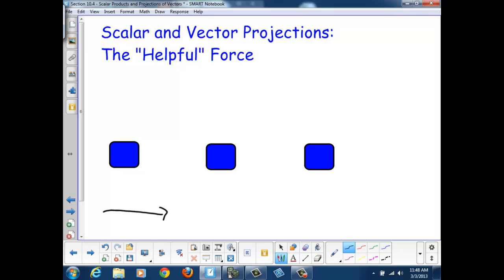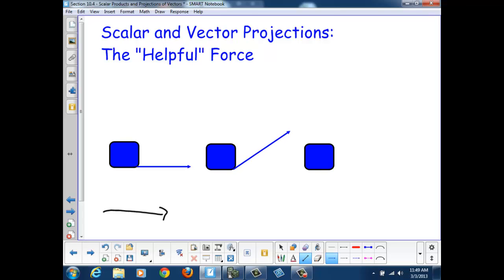Now, to get it to move, obviously, I'm going to have to apply a force. So let's think about that. If I were to apply a force in the direction that I want the object to move, that would be a good thing. But let's suppose that I'm applying this force with a rope and it's really hard for me to pull right along the floor. So instead, I'm going to pull at an angle.